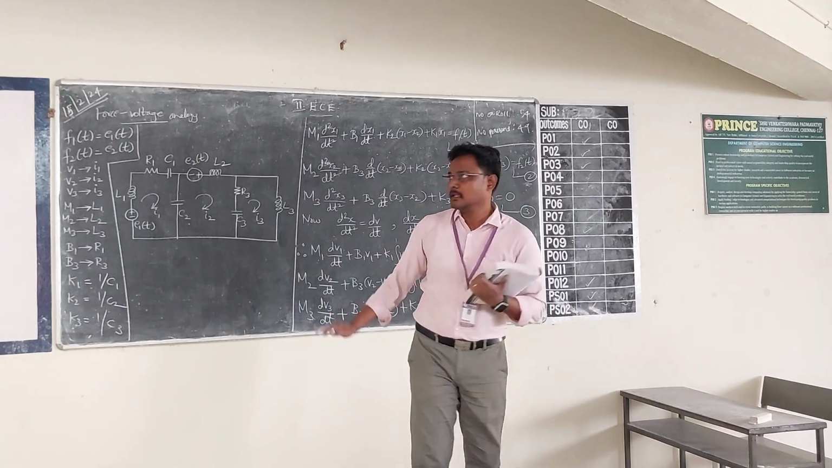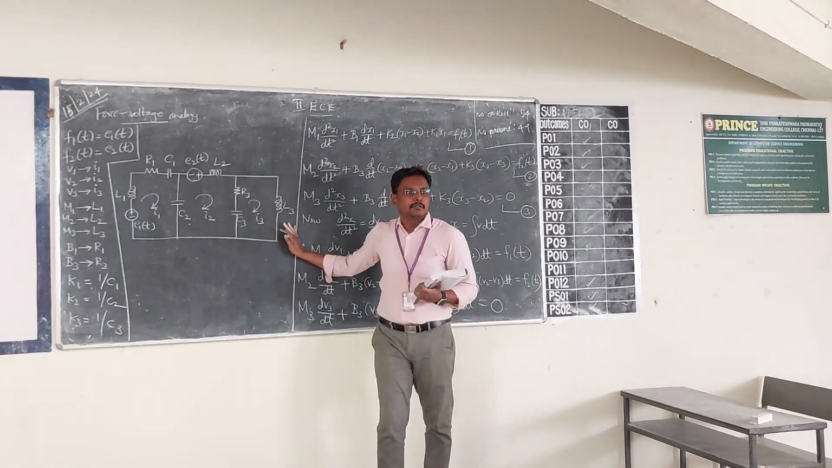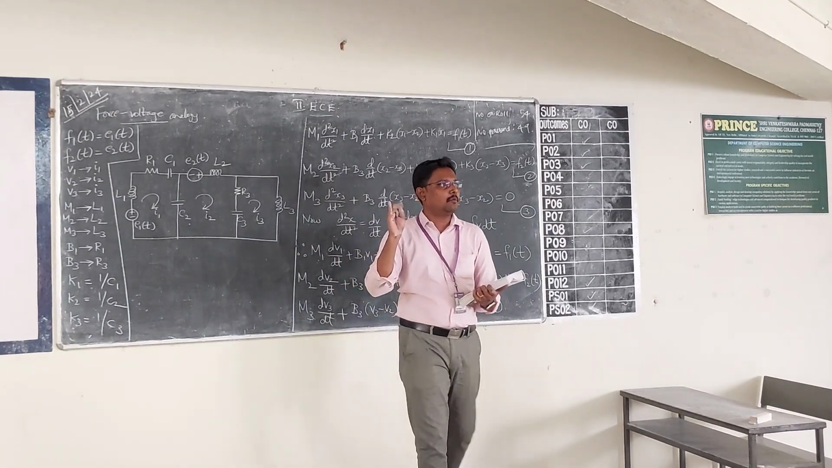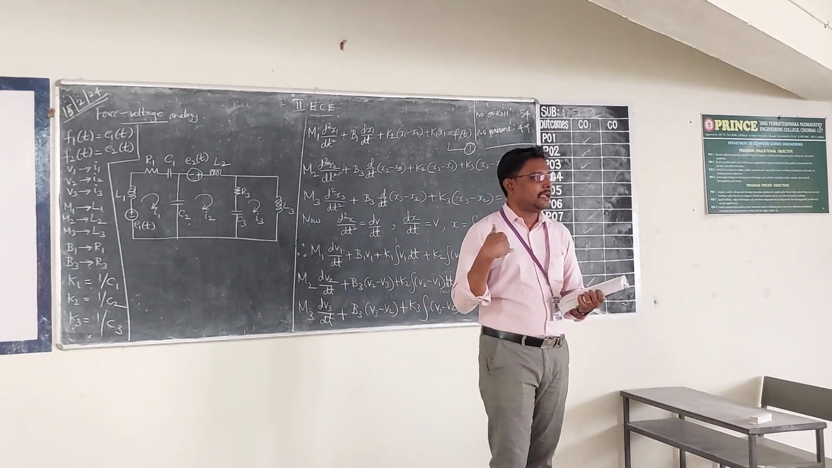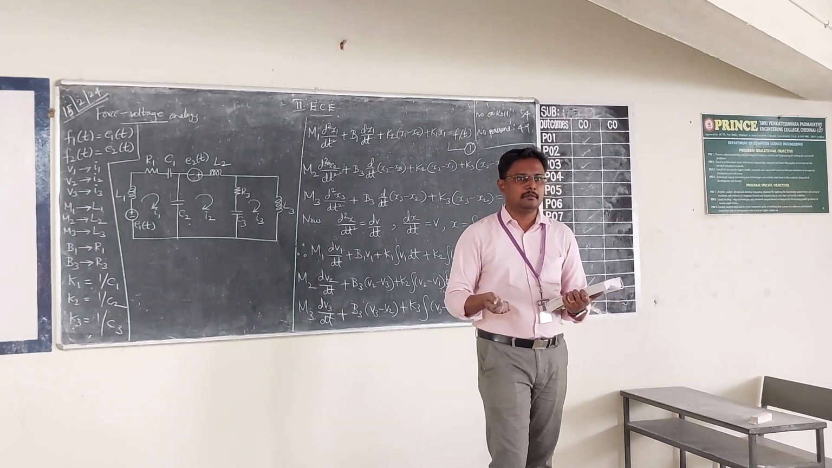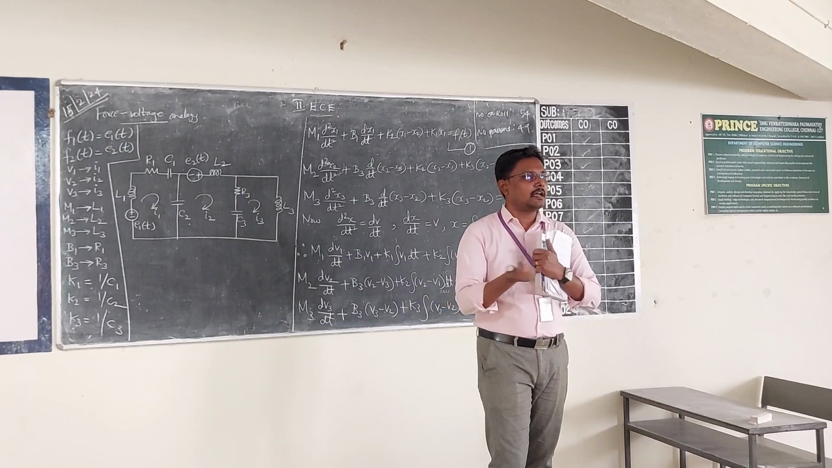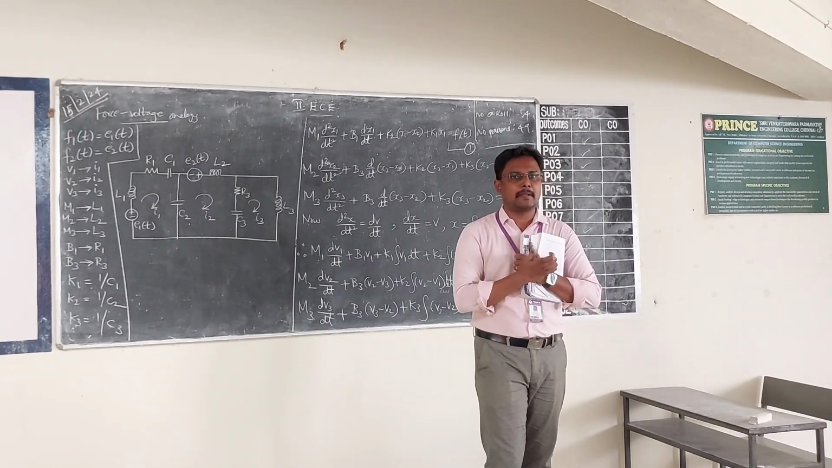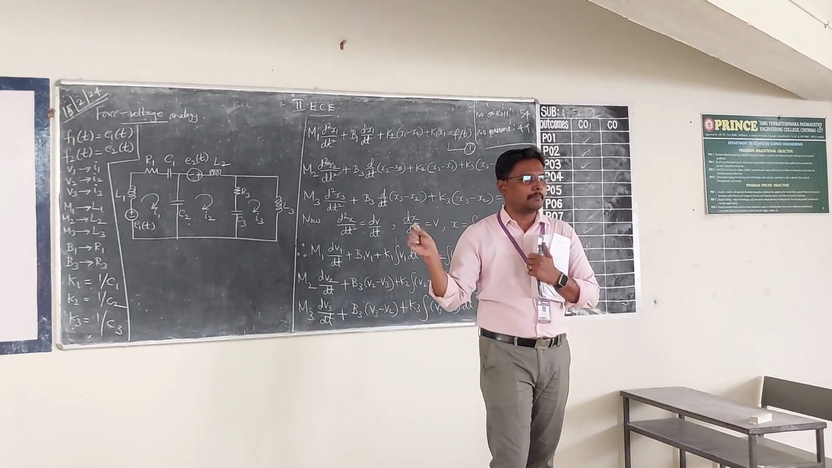After drawing the mesh diagram, you have to mark the currents I1, I2 and I3, because only then can you apply Kirchhoff's law. For mesh analysis, what law are you applying? Kirchhoff's voltage law. By applying the voltage law we have to find the equations.